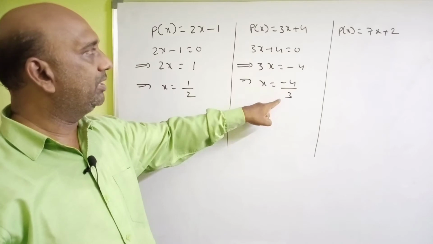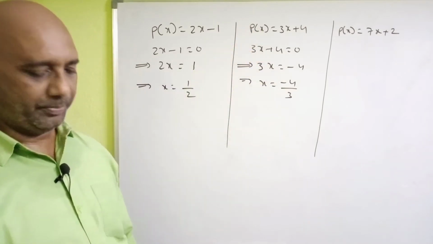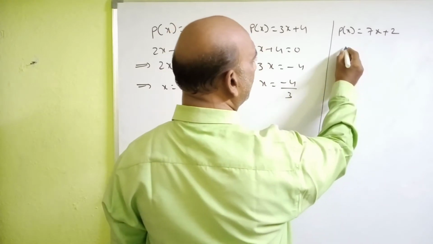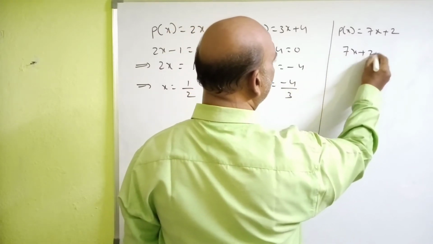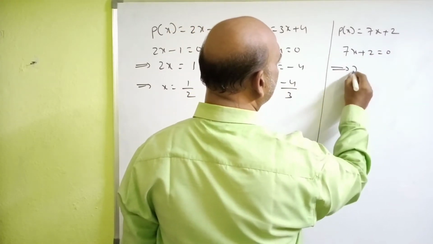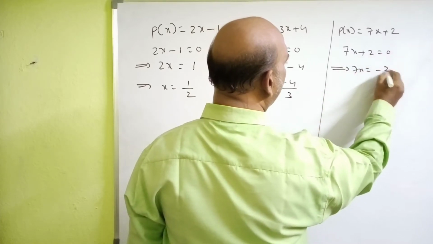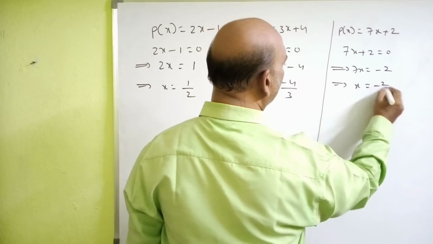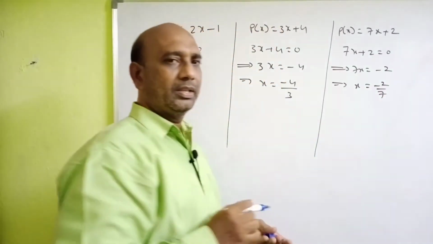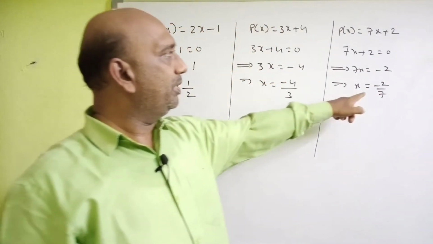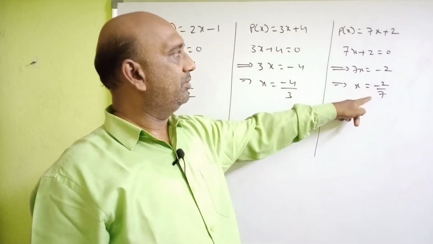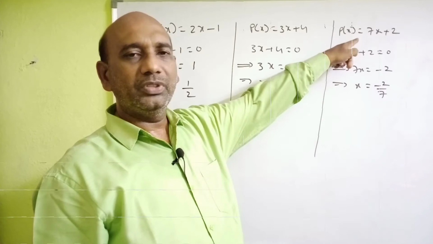That's why minus 4 by 3 is the zero of this polynomial. And next, 7x plus 2, p of x is equal to 7x plus 2. So take 7x plus 2 equal to 0, which implies 7x is equal to minus 2, and so x is equal to minus 2 by 7. That means at minus 2 by 7 its value is 0. That's why minus 2 by 7 is called the zero of this polynomial.